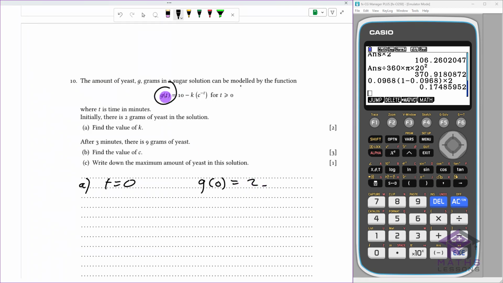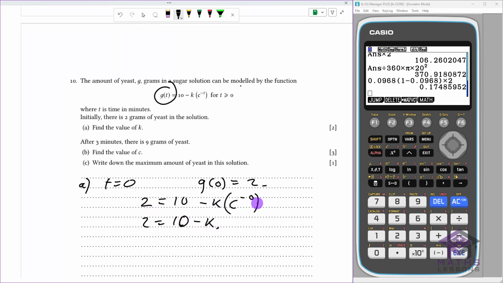Now some people got confused and put the 2 in for the t. But actually g of naught is 2. So what we're saying is that thing there will equal 2. Then you've got 10, and then minus k, and then c to the minus 0. Now minus 0 is 0. Anything to the 0 is 1. So you've got 2 equals 10 minus k.